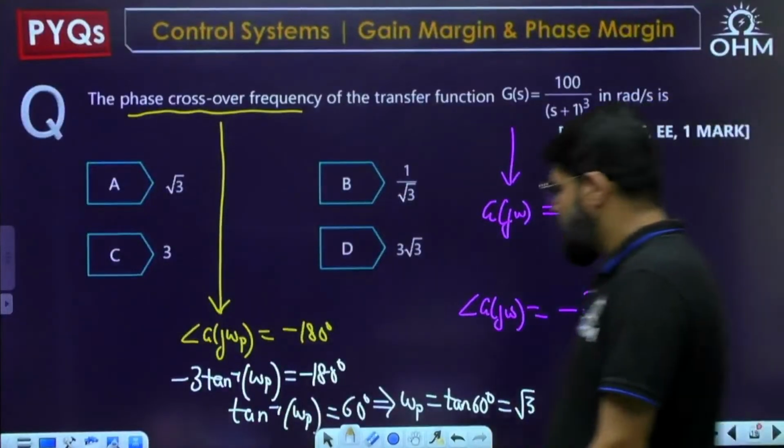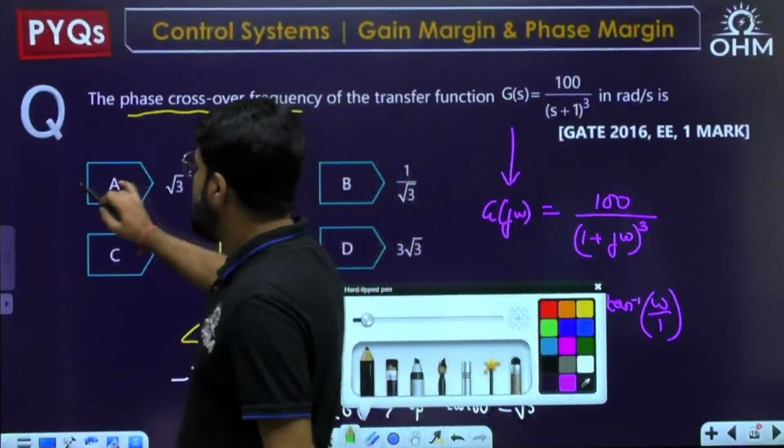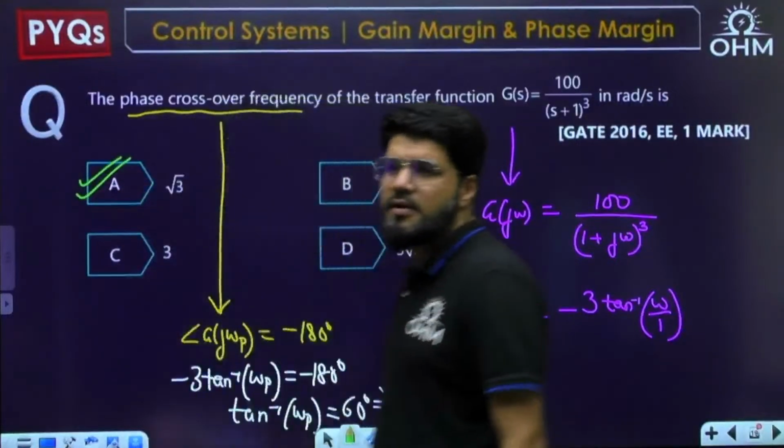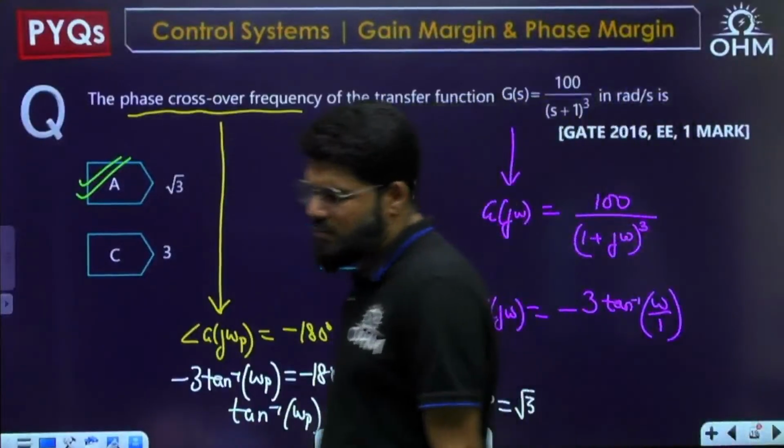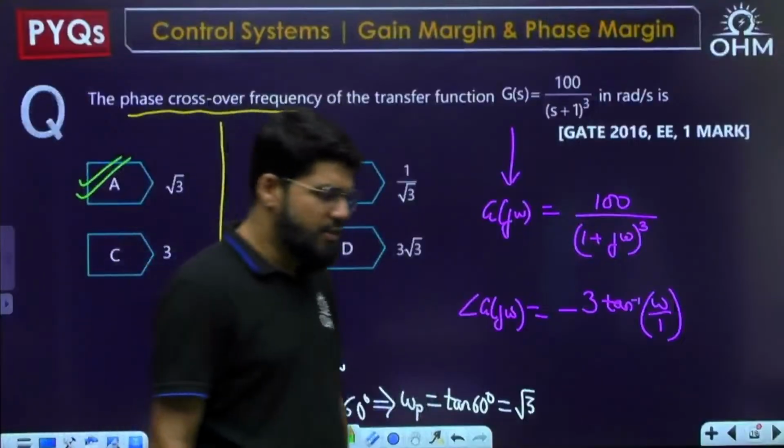So what is the correct answer? It is option number A. Correct, Ashok. Option number A. So it's a direct question that we are able to solve, and the answer is option number A, that is equal to root 3.